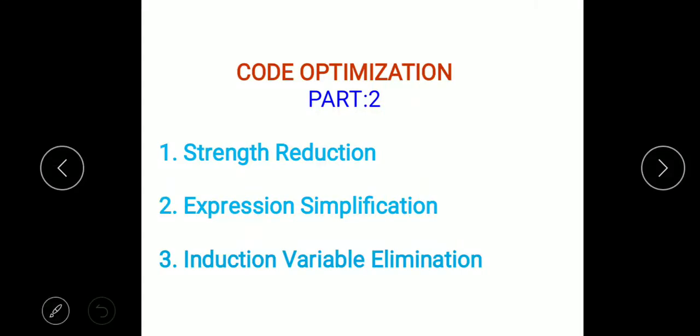Hello everyone. In this video, I am going to tell you some other code optimization techniques in compiler design. So in this video, I will discuss strength reduction, number one, second expression simplification, and third one is induction variable elimination. Okay, let's see one by one what is all about these code optimization techniques.